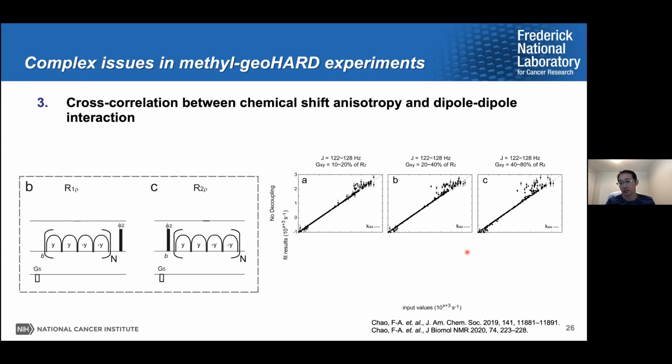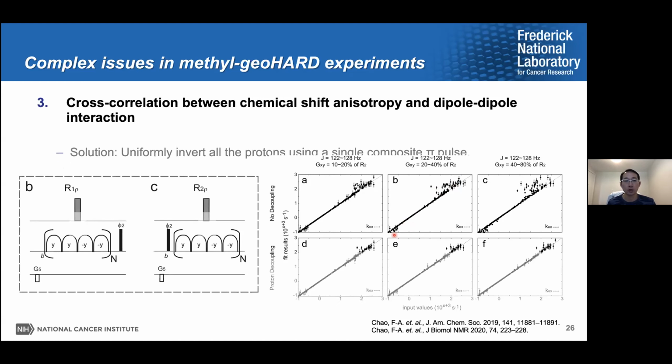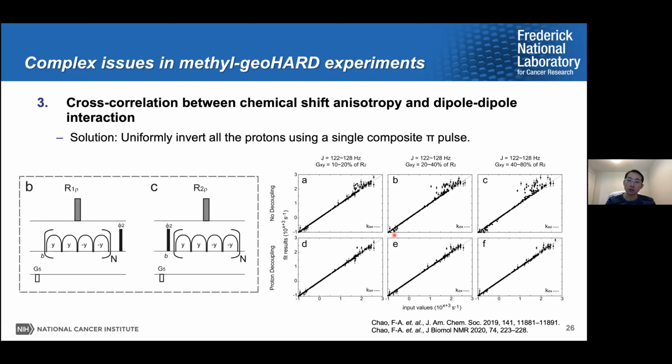In our JMR paper, we do not have a good way to remove that. So we do see this deviation in the fast exchange or slow exchange regime. But once we incorporate a single composite pi pulse, then we can basically get rid of this artifact. Okay.